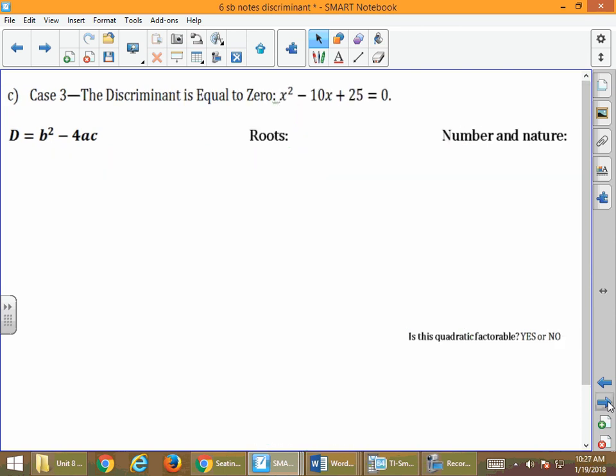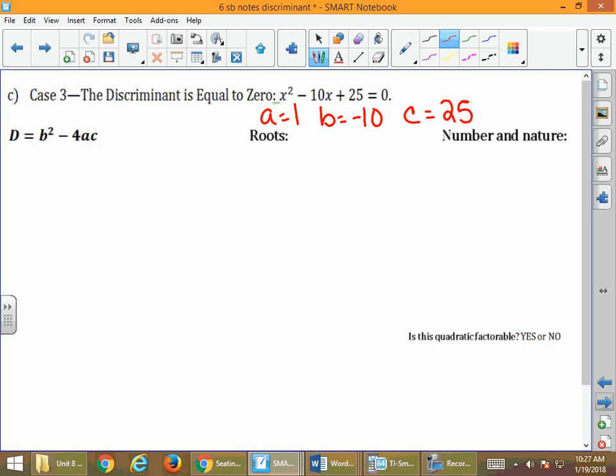2 more situations here. The third one is when the discriminant equals 0. We go back up here. A is 1. B is negative 10. C is 25. We're going to fill these values into our discriminant. And we end up with negative 10 squared. Again, if you're typing this into the calculator, you have to have the negative 10 in parentheses. Minus 4 times A times C.